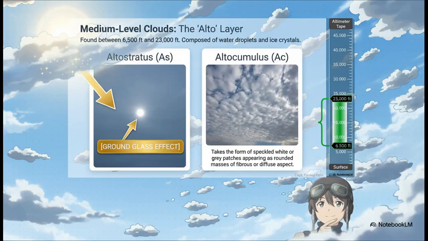Let's zoom in on that middle layer for a second, the alto clouds. They have some very specific visual diagnostics. Altostratus, for instance, often covers the whole sky and gives the sun a distinct ground glass effect. You can see the sun, but it's blurred out, kind of murky. Then you have altocumulus, which usually appears as speckled white or gray patches, honestly looking almost exactly like a flock of sheep hanging out in the sky.